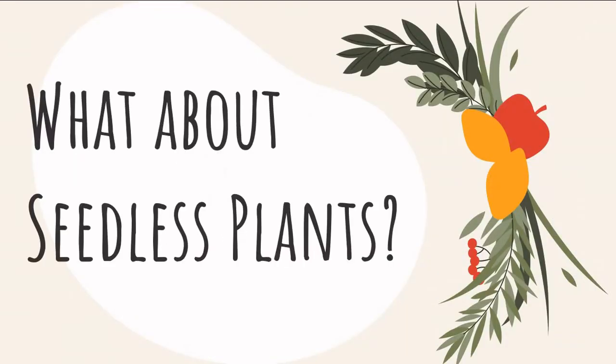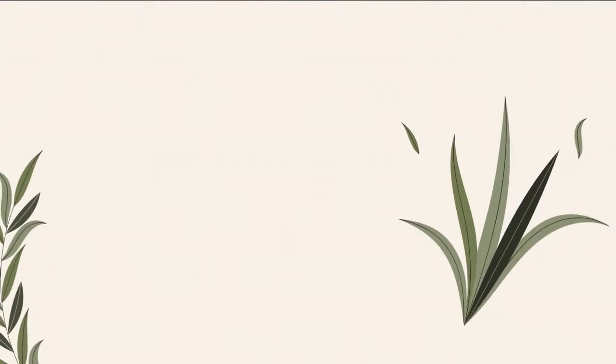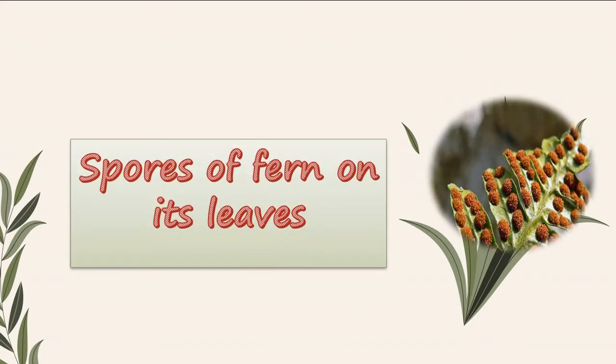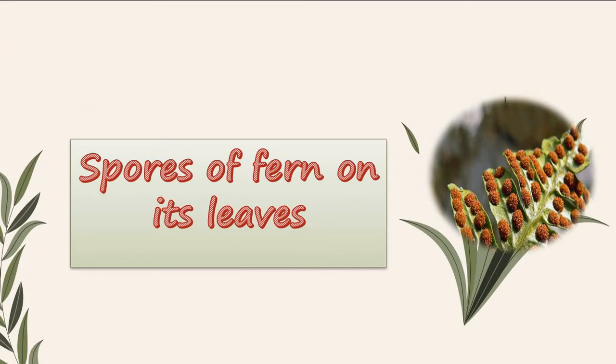What about seedless plants? You may be thinking that all plants grow from seeds, but it is not true. Many plants don't produce flowers and seeds to reproduce. Instead, they grow from the spores of their parent plants. Spores are parts of plants or their remains. New plants are produced from the spores and continue to grow.